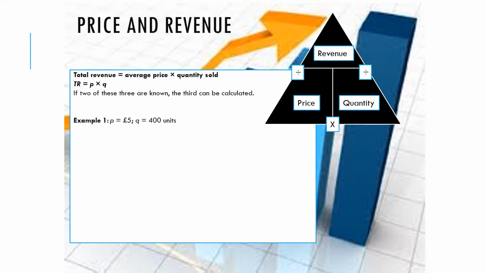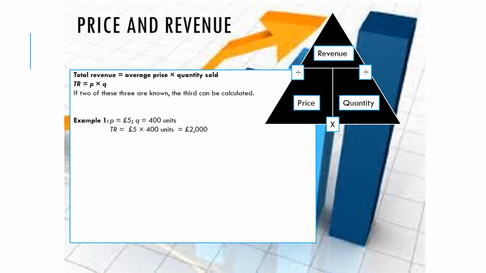So let's have a look at an example. Let's imagine the price of a product is £5, our sweet shop for example, and we sell 400 units, or the quantity sold is 400. Quantity sold, units, number produced, these all mean the same thing. They're the number of physical items that have been made. So what would be the revenue? Well, revenue is price times quantity, how much they charge for each sweet, multiplied by the number of sweets that they make. So in this situation, our revenue would be £2,000.